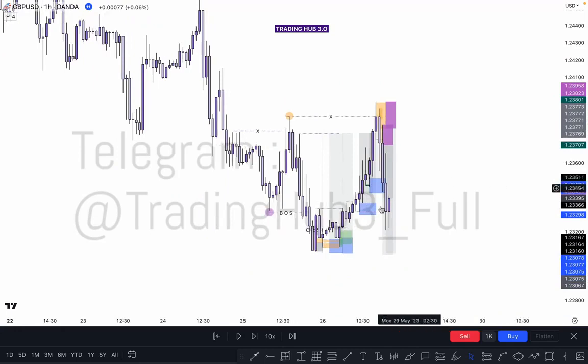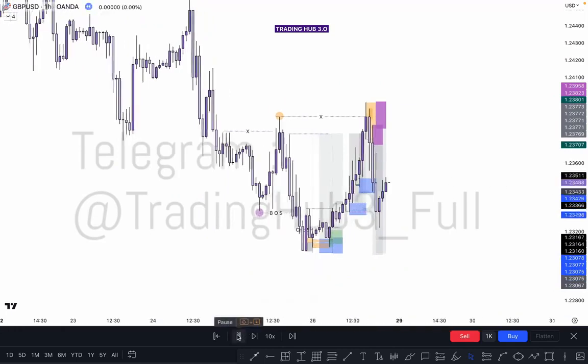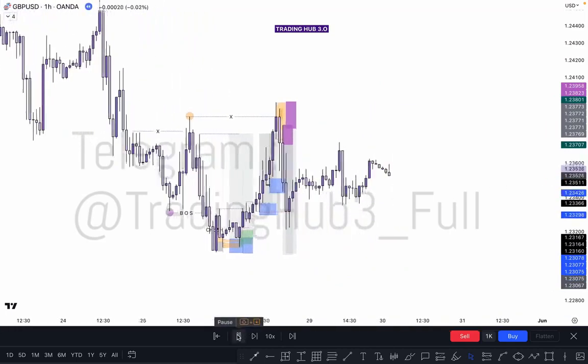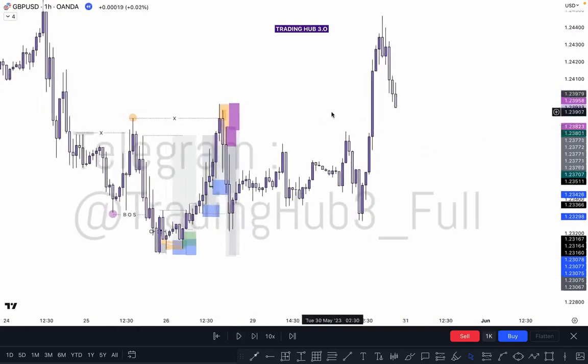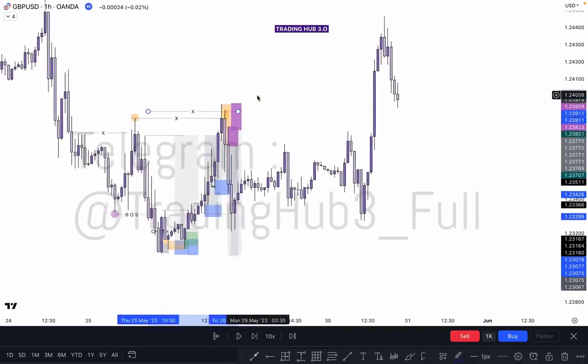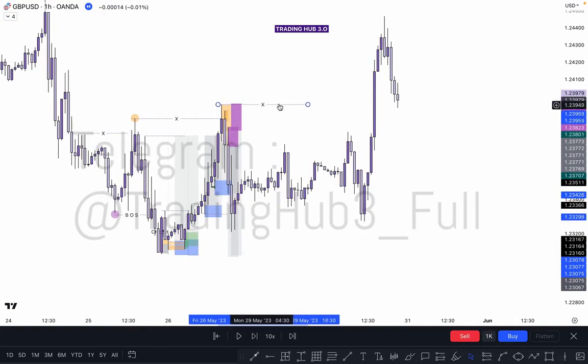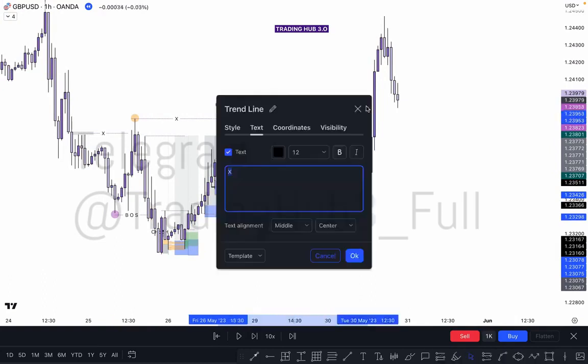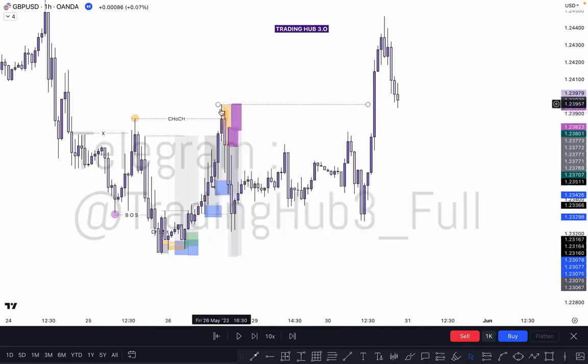So let's see what happened next after this one, and then we can understand how the market is going. Okay, now you can see in the next attempt what happened here. The market broke this one. So when the market broke this one, it means this becomes our valid CHoCH. When the market breaks the previous high above it, let me mark this one, this becomes our CHoCH, and this is just a liquidity sweep.